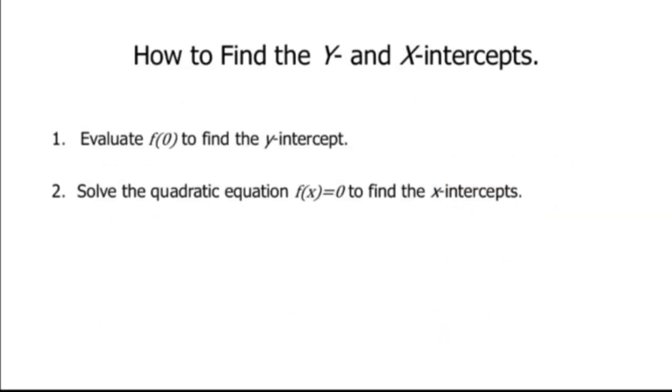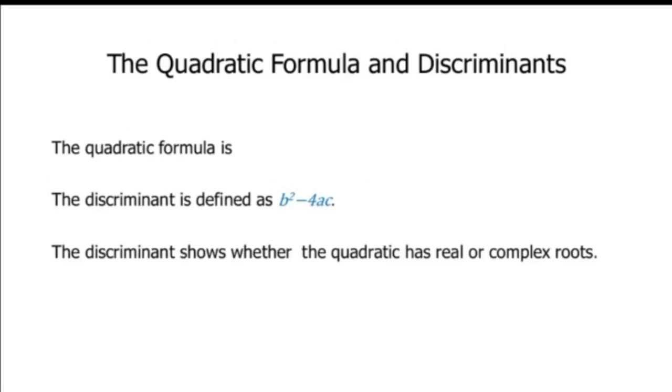In addition, let's proceed to how to find the y and x intercepts. First, evaluate f of 0 to find the y-intercept. Second, solve the quadratic equation f of x equals 0 to find the x-intercepts. Finally, the quadratic formula and discriminants. The discriminant is defined as b squared minus 4ac. The discriminant shows whether the quadratic has real or complex roots.